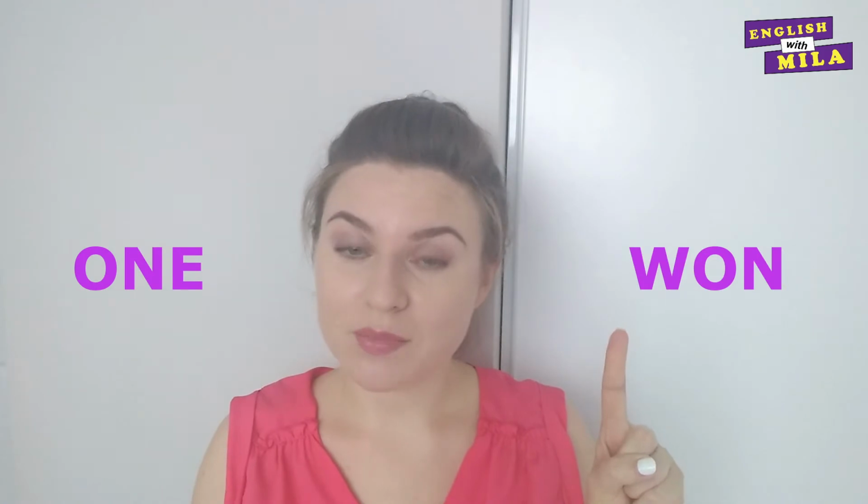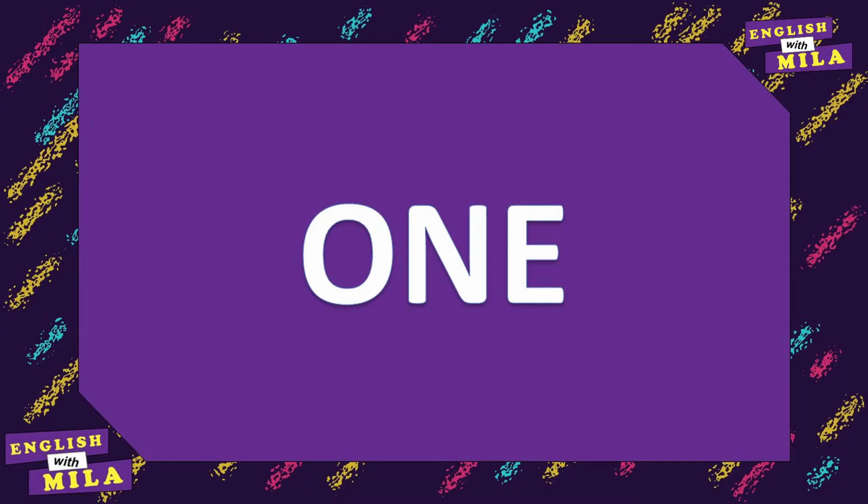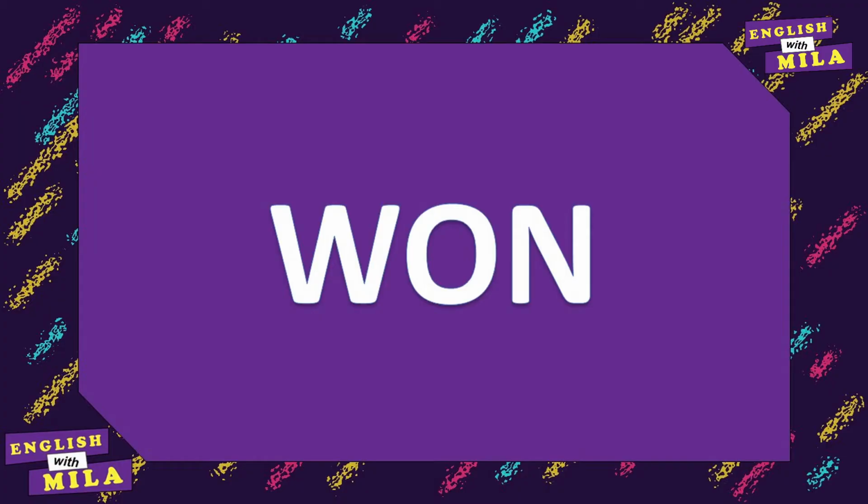So step number 1 is to find all the homophones with the same pronunciation. One, won. We have done it. Check. Then step number 2 is to look up the meanings of these homophones in the dictionary. So one is the number 1, which goes after 0 and before 2. As for won, it's the past simple or past participle of the verb to win. Step number 2, check.